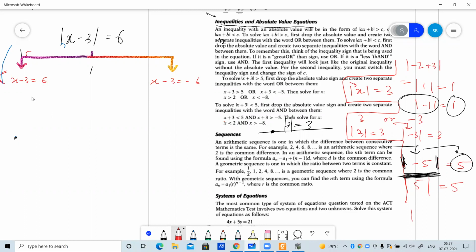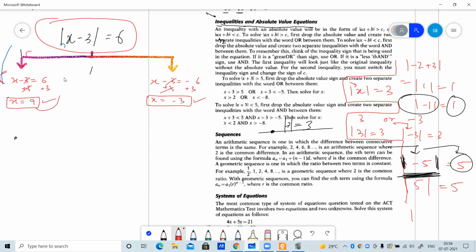Okay, so add 3 to both sides. Negative 3 and 3 will cancel, and 6 plus 3 equals 9. And in the second equation? Add 3, and then add 3 to negative 6. So that would be negative 3. Correct, yeah. So these are the two answers, that's it. x equals 9 and x equals negative 3. We don't need to go further. So the two numbers satisfying this absolute value equation are x equals 9 and x equals negative 3.